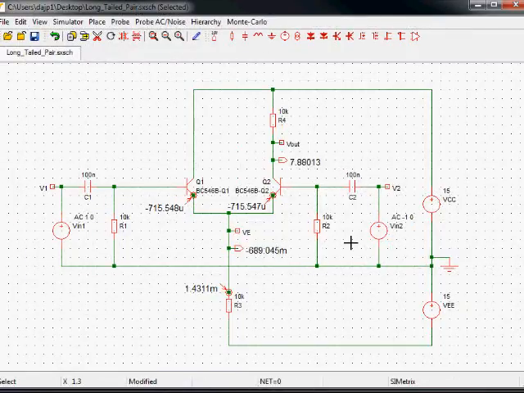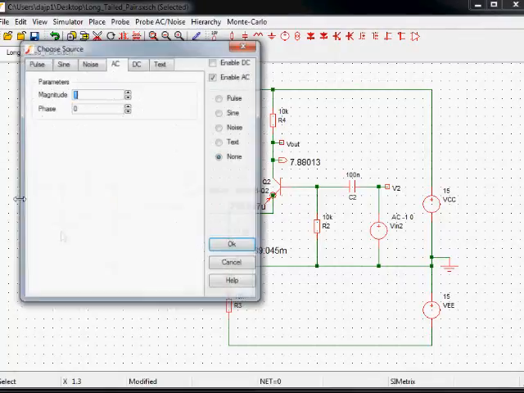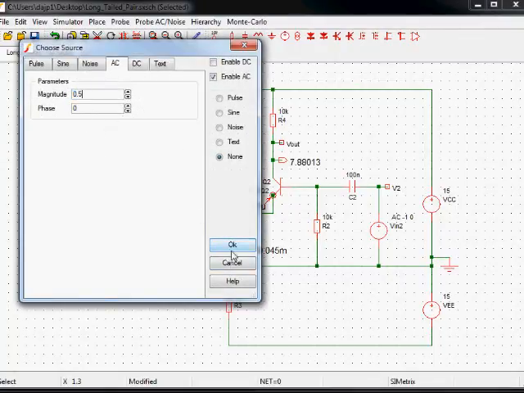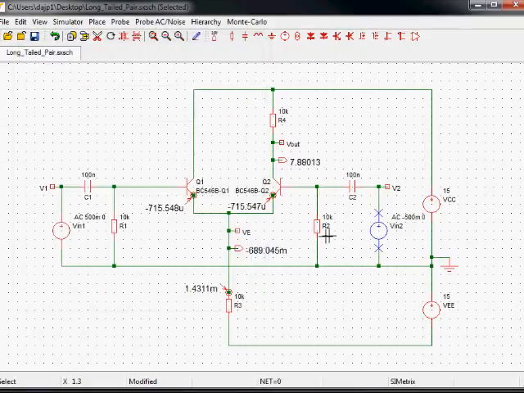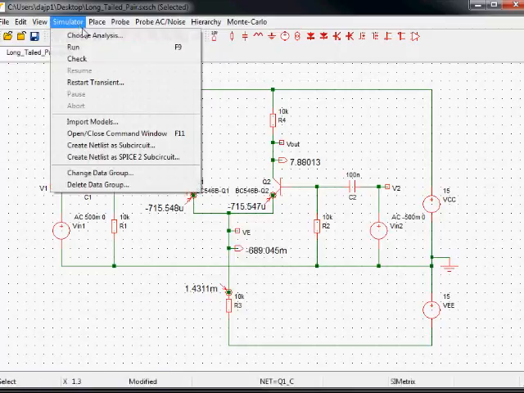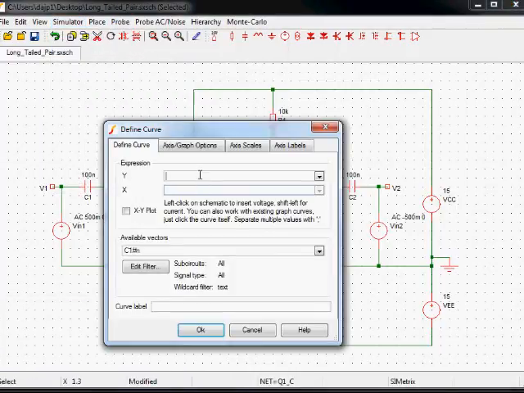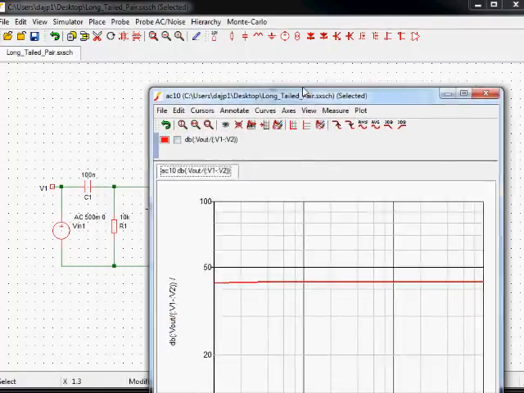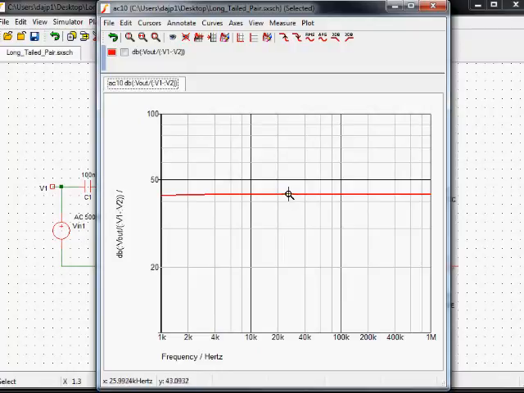If I wanted to produce a differential input voltage of unit magnitude, I'd need to set this one to a magnitude of 0.5 and this one to a magnitude of -0.5. Then run the simulator, place a curve, and we'll take dB of V out divided by V1 minus V2. So that's the ratio of the output to the difference between the two input signals, which is the differential input, and I get a graph that looks like this. These particular values, it's almost constant at around 43 dBs.